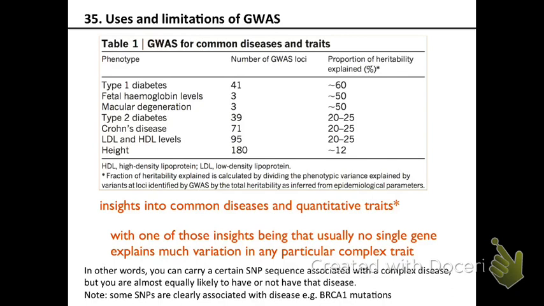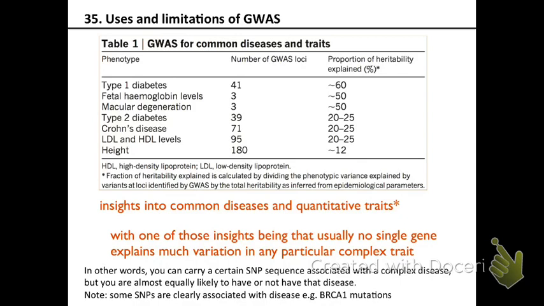What that means is, you may carry a certain SNP sequence that's associated with the disease, but you're almost equally likely to have or not have that disease, okay? Because that SNP is statistically linked, but its contribution is so small that you can't conclude whether having that SNP is going to give you that disease or not, okay? But that's for complex diseases. Of course, there are some SNPs that are clearly associated with disease like BRCA1, etc. Right? So I'm talking about complex diseases like obesity, etc.